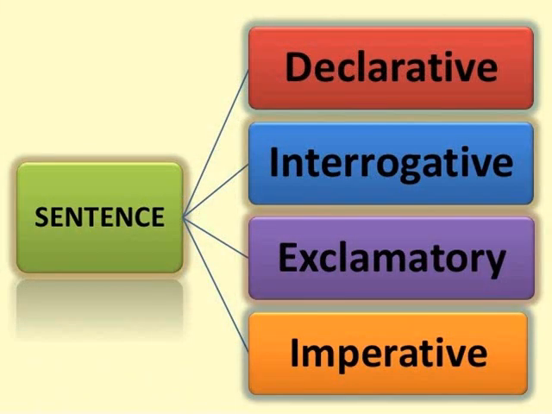There are four kinds of sentences: declarative, interrogative, exclamatory, and imperative. Let us discuss all these four kinds in detail.